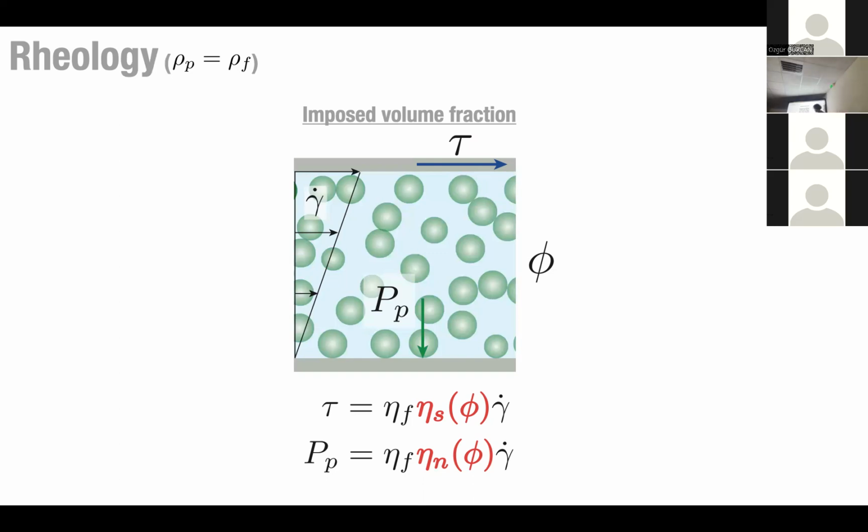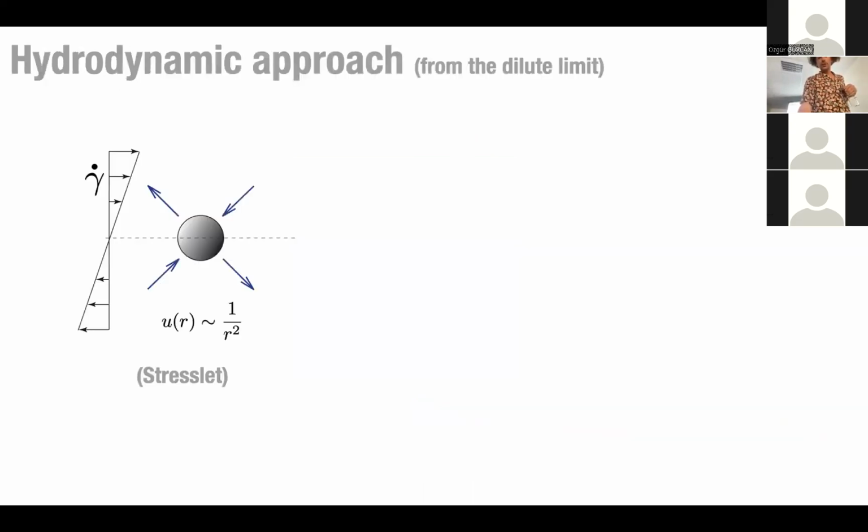Which is the fluid viscosity times a dimensionless function of the volume fraction of particles, which is the sole dimensionless parameter here, right? So it's eta_S of phi for the shear viscosity and eta_N of phi for the normal viscosity, because you also have particle stress that develops, okay? So what is the evolution of this dimensionless viscosity? Well, first, I show you the historical hydrodynamic approach, close to the one used for sedimentation.